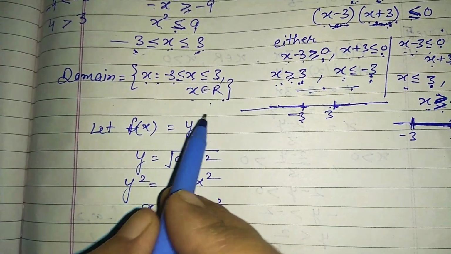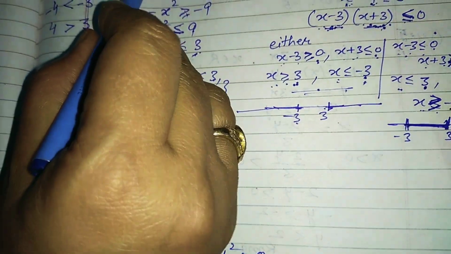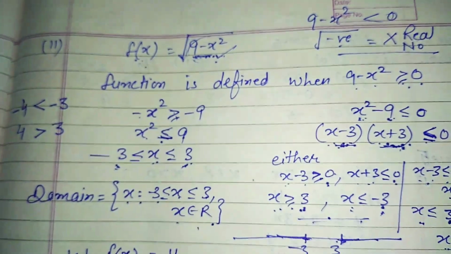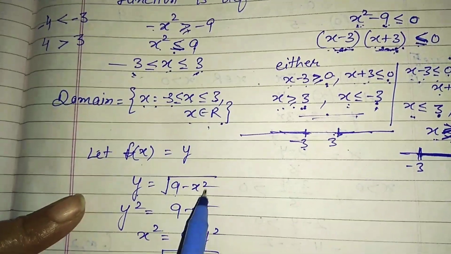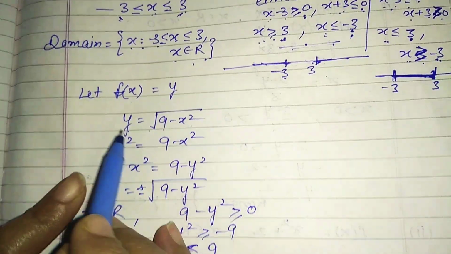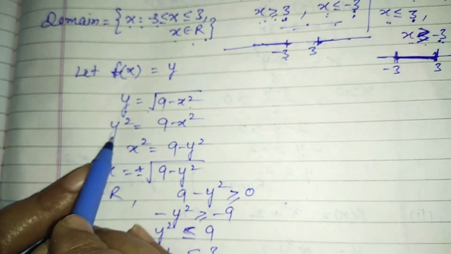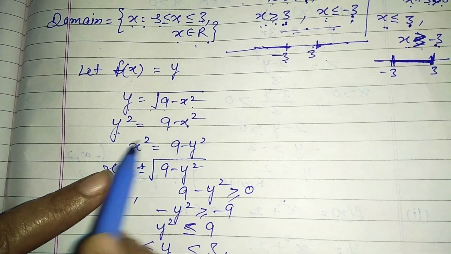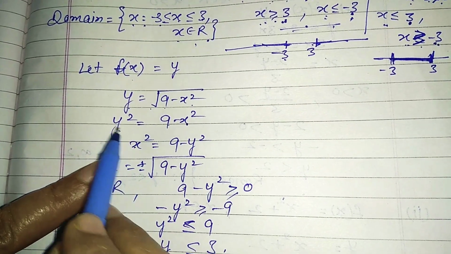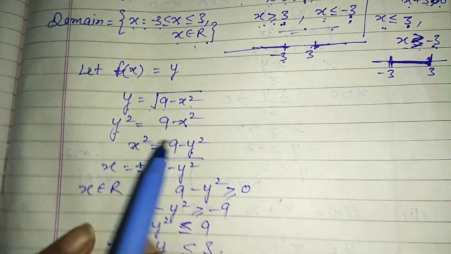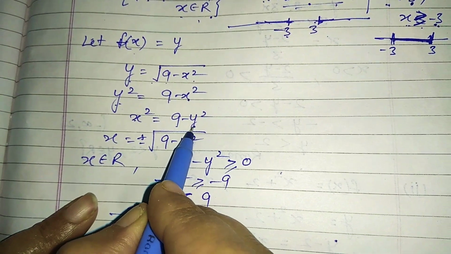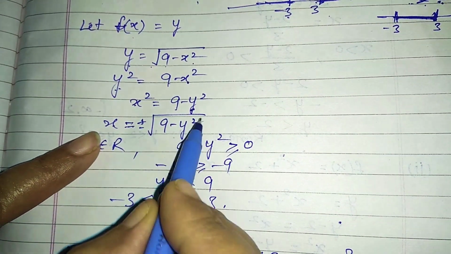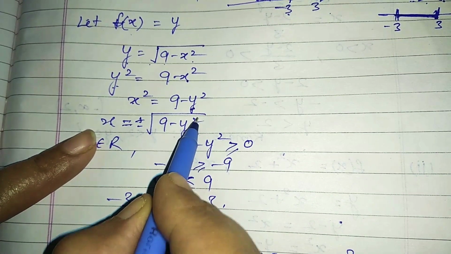This is the domain. And for finding range, we will take f(x) is equal to y. So y is equal to square root of 9 minus x square. We will do squaring on both sides. So y square is equal to 9 minus x square. X square will be on the left hand side, it is negative, it will be positive, and y square will go there. Okay, it will be 9 minus y square. After taking square root, x will be plus minus square root of 9 minus y square.